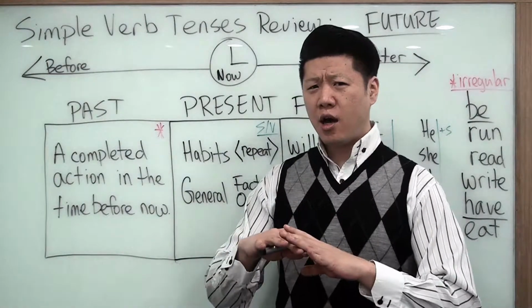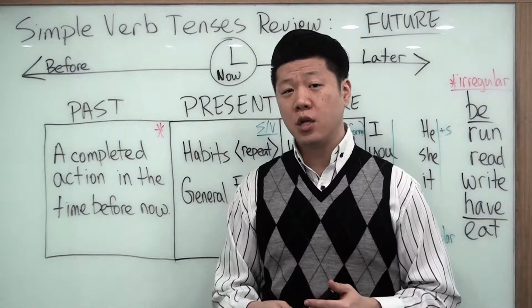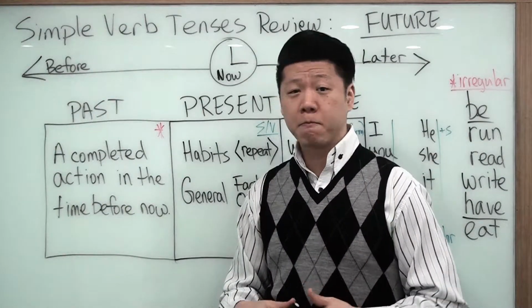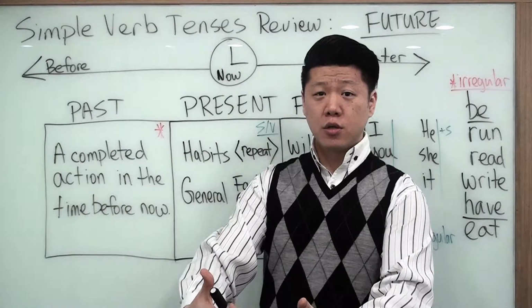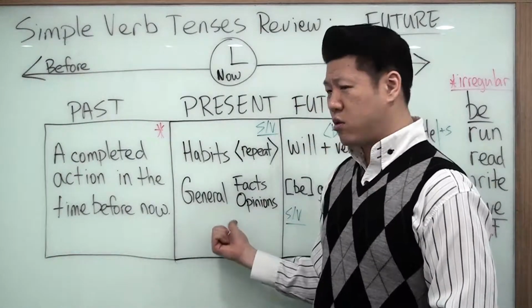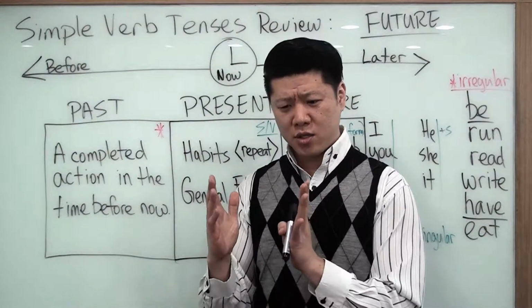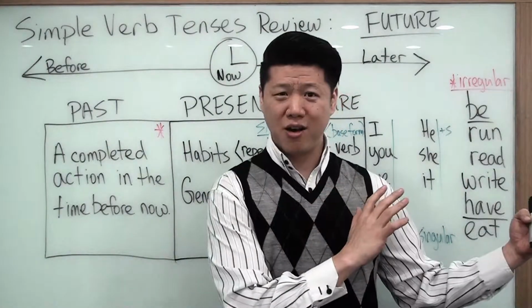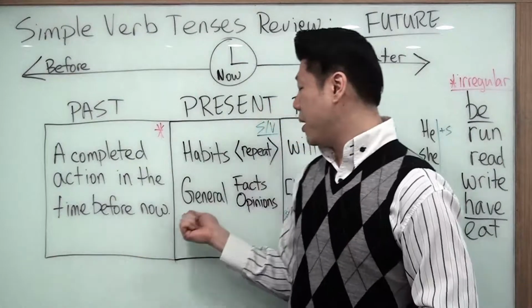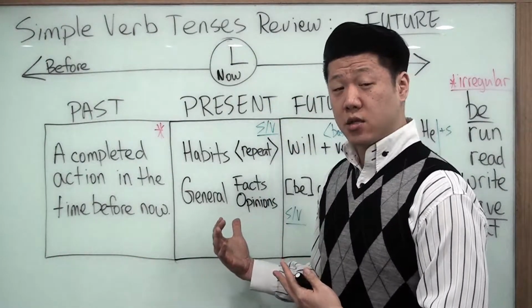So these are how we use the simple present tense. If I say something like, we need food, that's kind of my general opinion about what I need right now, but I'm not talking about in the future, ongoing. This is right now my general thought about something.